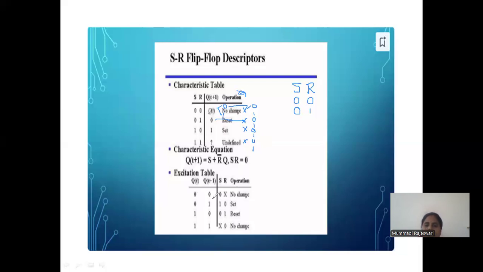When 0, 1, what are the mandatory inputs of S and R? Next, see the next condition, where the present state is 0 and the next state is 1. What are the mandatory inputs of S and R? That is 0, 1. See here where we are getting that.